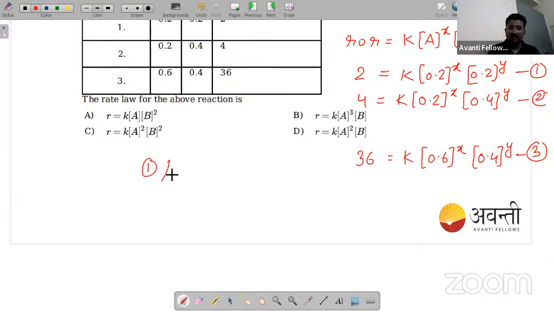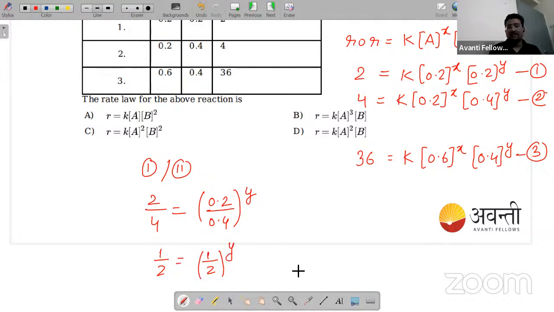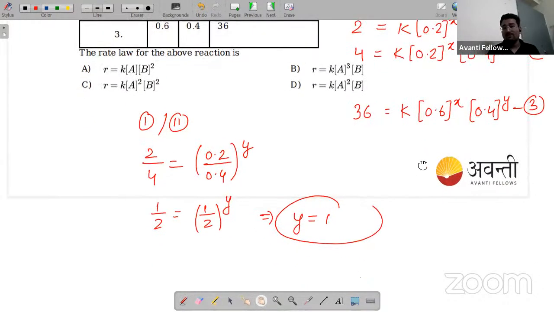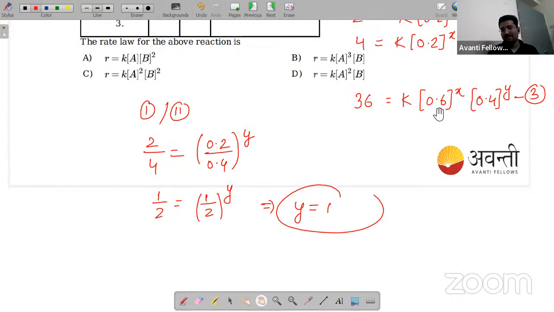Now equation 1 divided by equation 2. You can see here 2 by 4 equal to, K to K cancels, 0.2 to the power X will be cancelled out by 0.2 to the power X, only 0.2 by 0.4 to the power Y remains. On solving it, 1 by 2 equal to 1 by 2 to the power Y. That means it is very clear Y equal to 1. So we get the value of Y as 1. Now next we have to calculate the value of X.